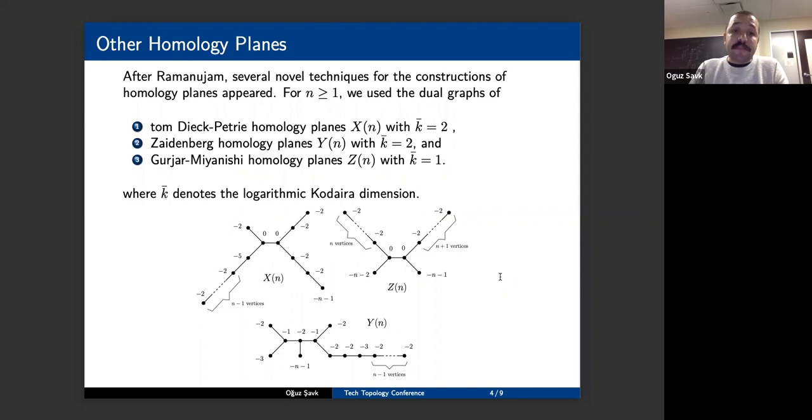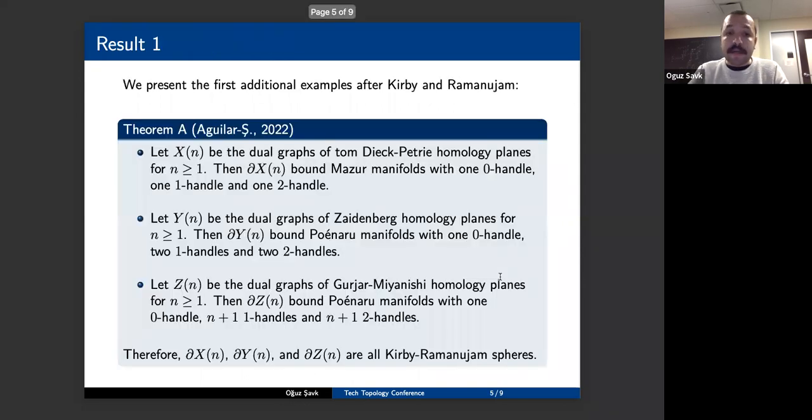What we did is basically we proved that the boundaries of Xn, Yn, and Zn bound Mazur or Poincaré type contractible four-manifolds, so they are Kirby-Ramanujan spheres. These are the first additional examples after Kirby and Ramanujan.